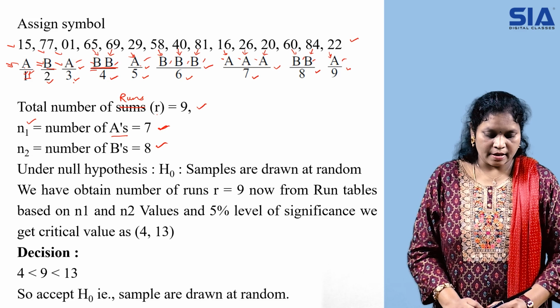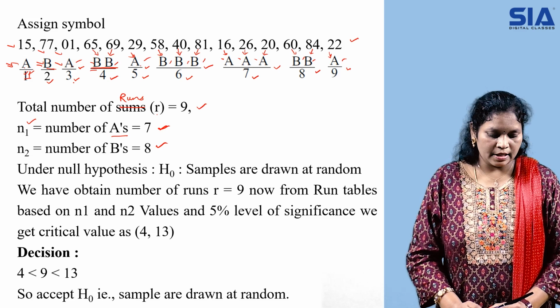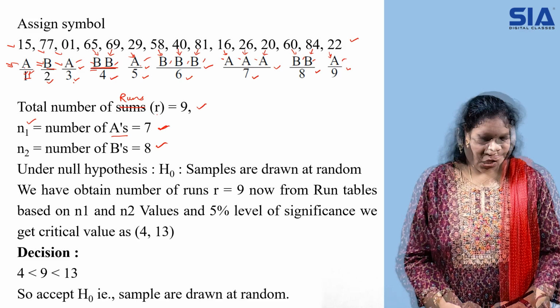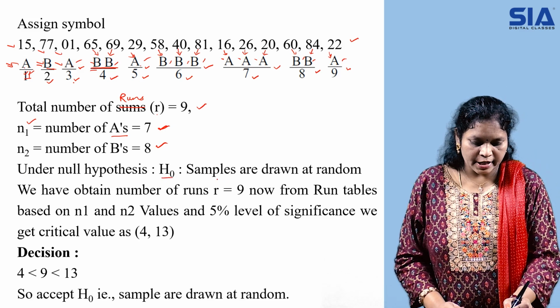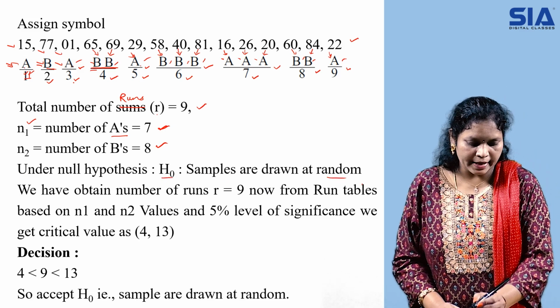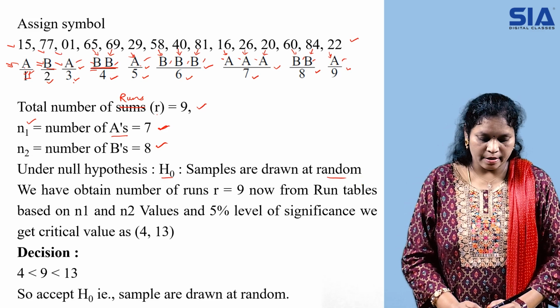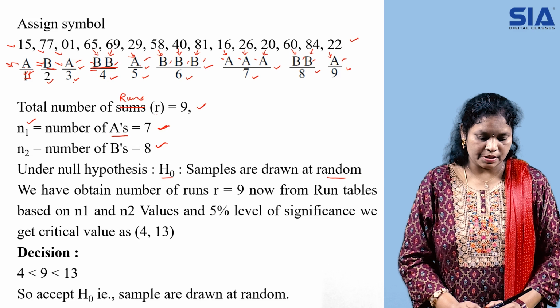Now let us write down the null and alternative hypotheses, then utilize this data and obtain conclusions. Under the null hypothesis, I am considering H0 as: samples are drawn at random. The run test always considers that samples are drawn at random, so I have considered the same null hypothesis here.